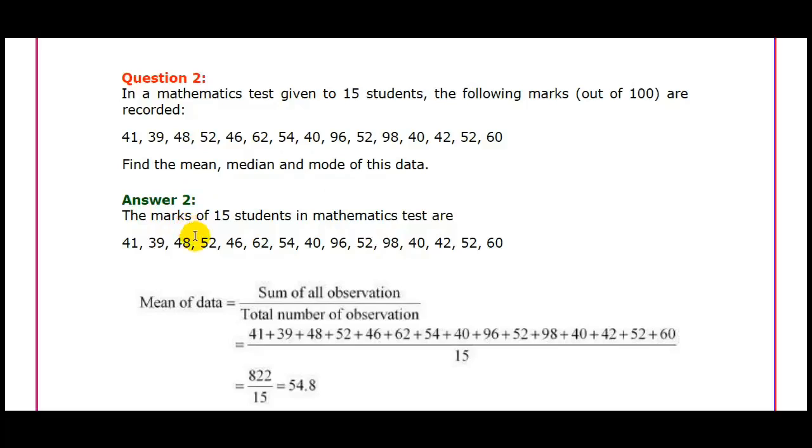So to find the mean of the data, that is the average of the data, first we find the sum of all these observations, the sum of all these marks, divided by the total number of observations. The total number of observations is 15, as there are 15 students. So we find the sum of all these marks, and we got 822, divided by the total number of observations, 15. 822 divided by 15 equal to 54.8. So the mean of the data is 54.8.